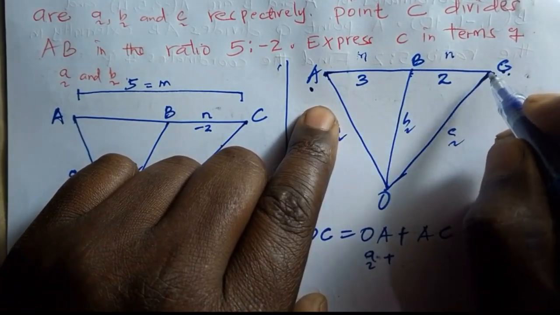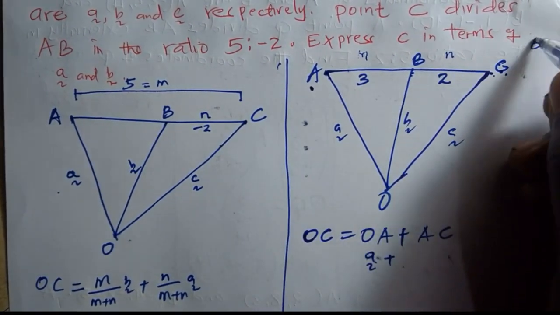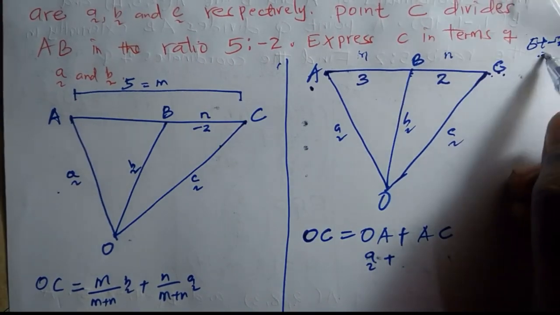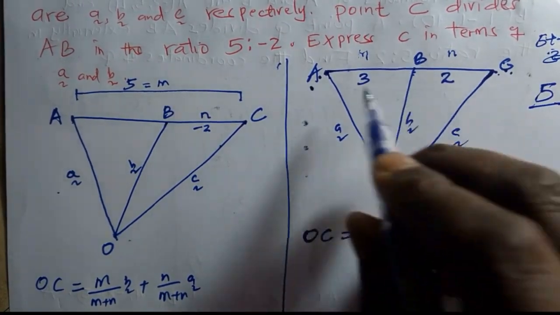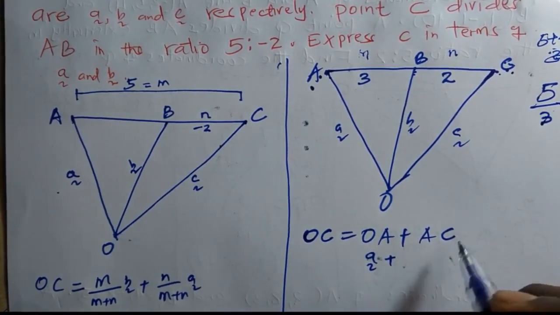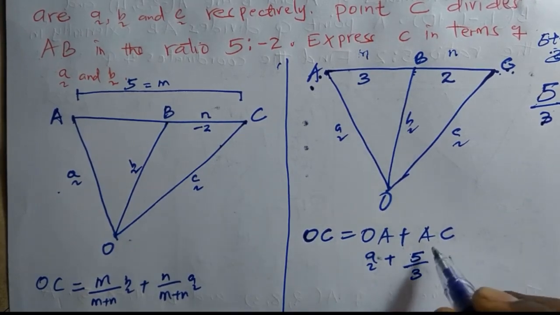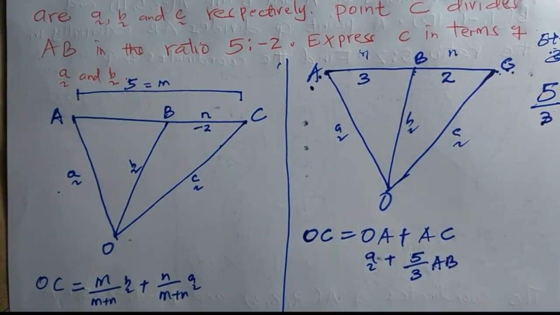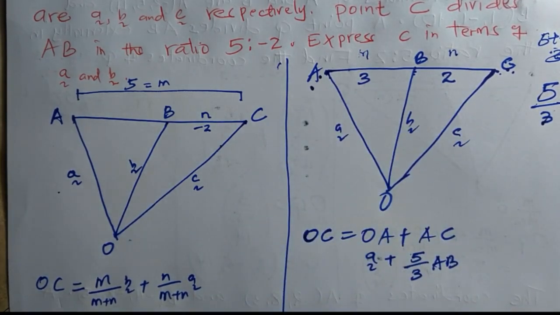From here up to here it is 5, yes, but the total will not be 5. Why? Because it is 5 plus -2. So the total here is 5 minus 2, which is 3. So from A to C is 5 over the total, which is 3. Understand that? So meaning AC is 5 over 3 of AB.